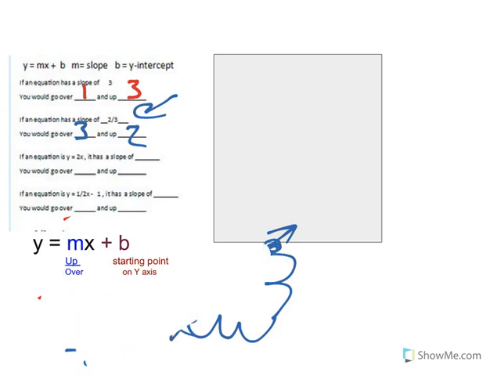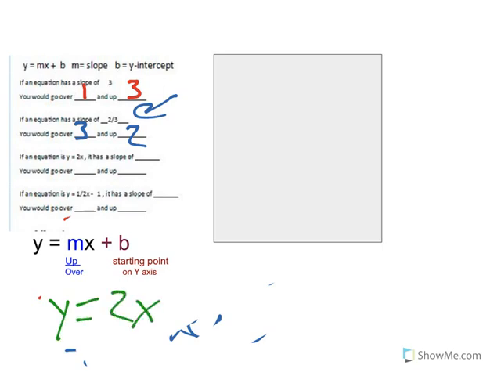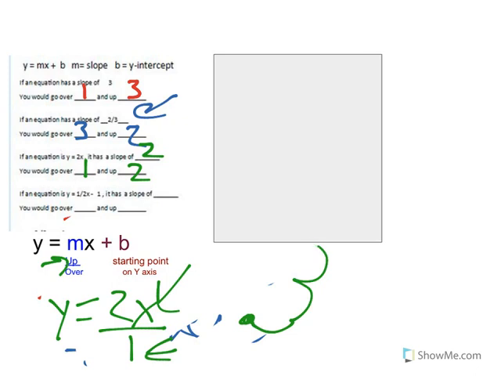If an equation is y equals 2x, let me rewrite that here. So y equals 2x. What does that mean? There's only an up number. I need to add the over number underneath. So it means it has a slope of 2, and it will go over 1 and up 2. After I find my starting point, it is going to go over 1 and then up 2. 1, 2, and then I would connect my dots.